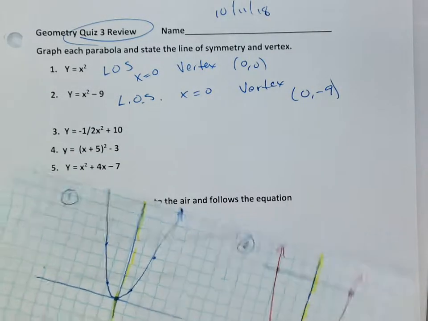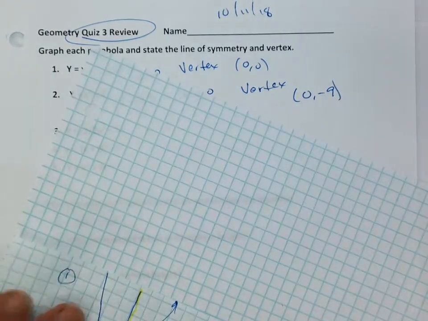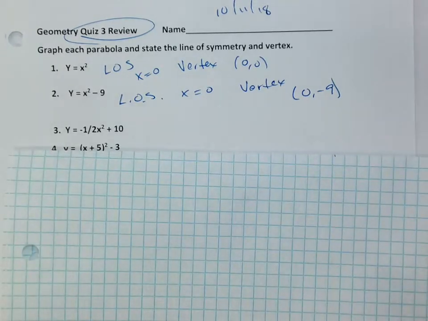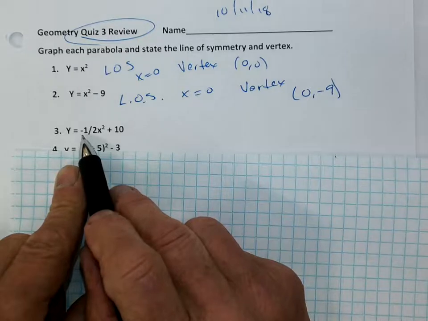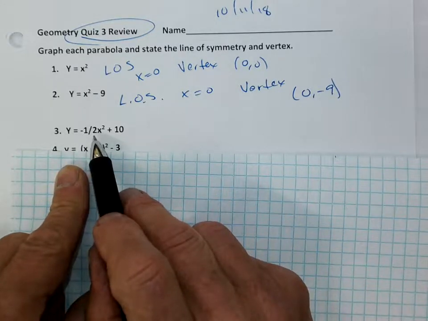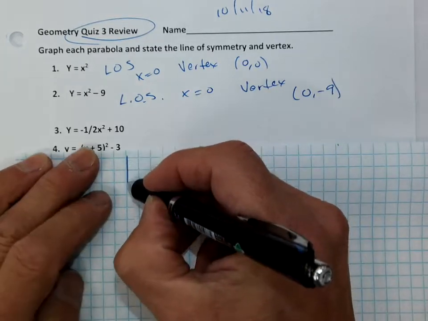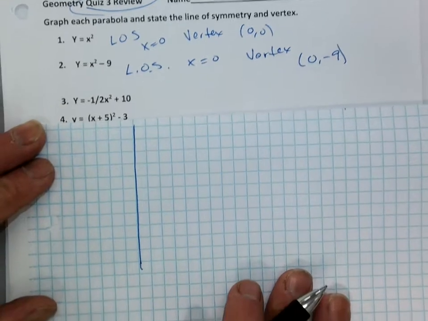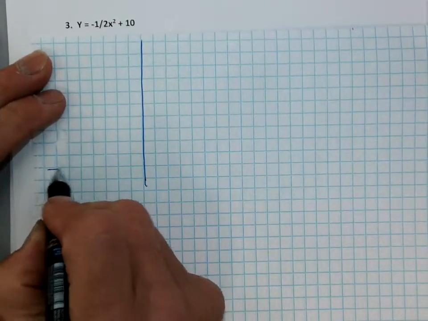Let's take a look at number 3. Number 3 is quite a bit like 1 and 2, except we're going to have a little bit of a modification. Two things: it's going to be upside down because of the negative, and it's going to be half as tall. So, all right, I'm going to start up at 10. So when I do my x and y axis, I have to start up at 10. So I'm going to try and make my graph look like this.